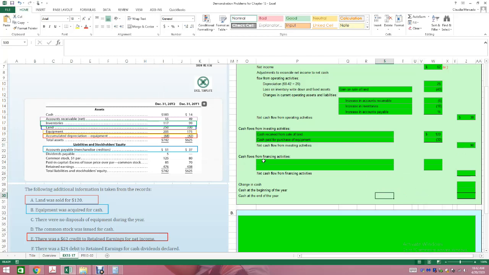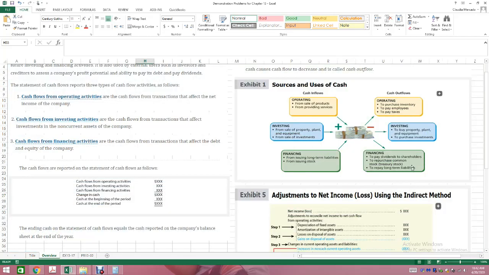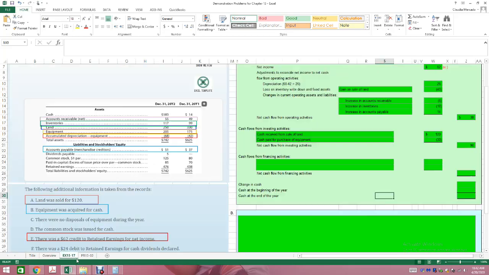Now we have cash flows from financing activities. Let's look at our financing activity section. For financing, our cash increases by either issuing long-term liabilities or issuing stock. Our cash decreases by paying dividends to shareholders, by repurchasing stock, or by repaying long-term liabilities. Okay? So what else happened?